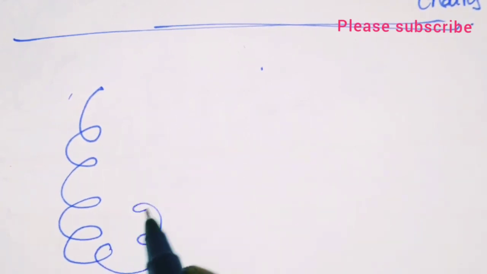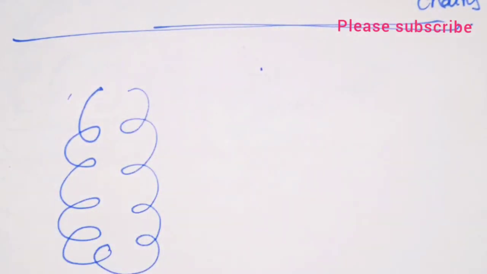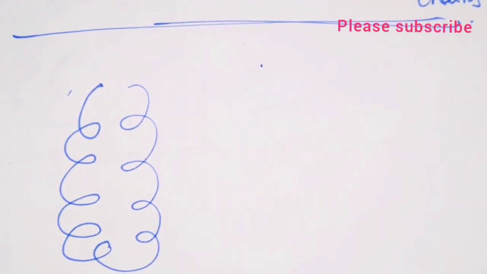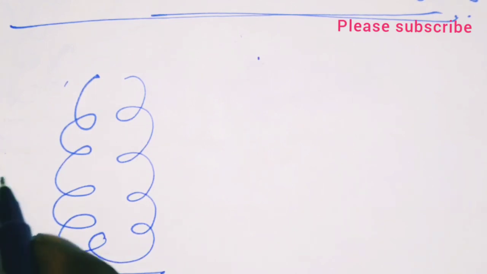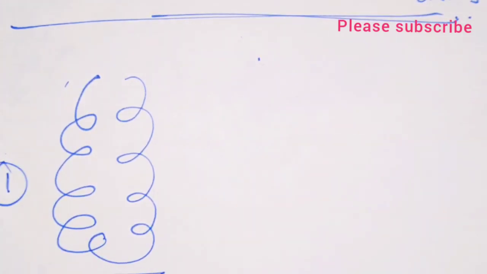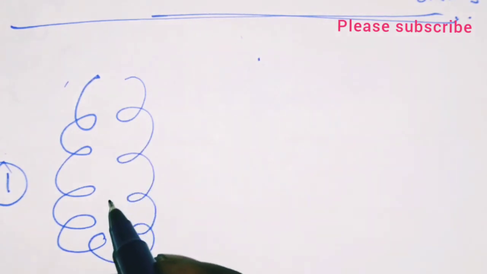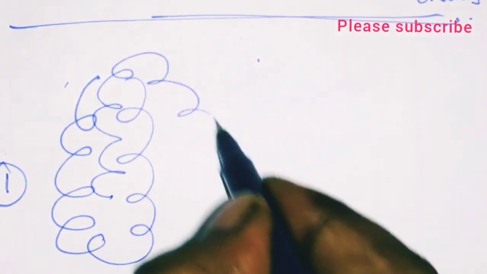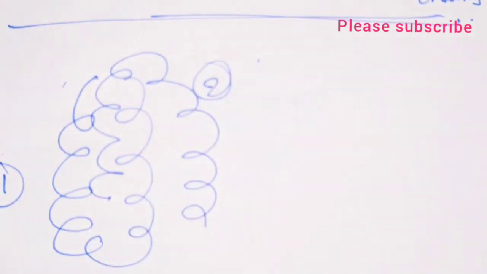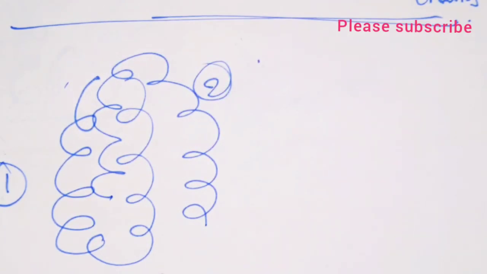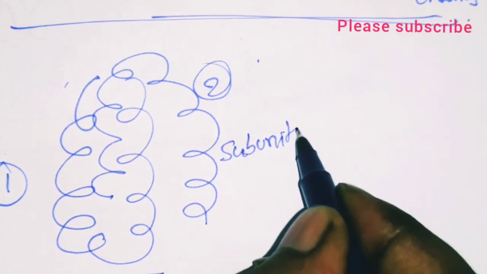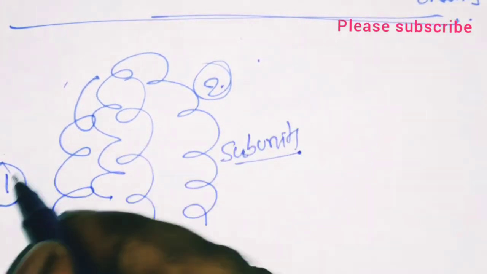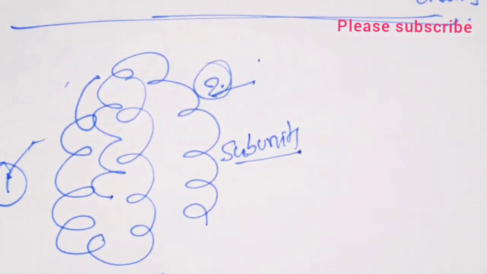Further folding means what happens? You will get a tertiary structure. This is one of the proteins. But some proteins contain two or more polypeptide chains. This is one of the polypeptide chains. Suppose I take another polypeptide chain here like this. This is called the second polypeptide chain. So these are called subunits. This is one of the subunits, and another means two subunits are there.